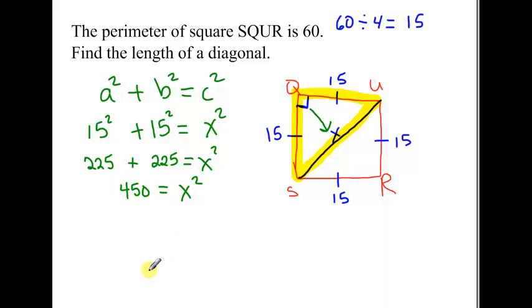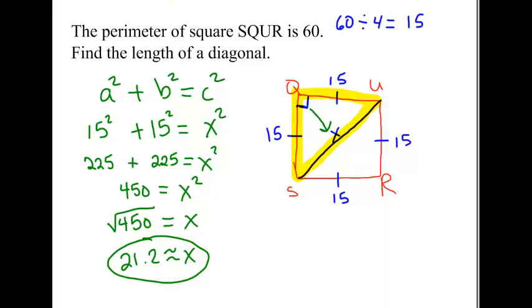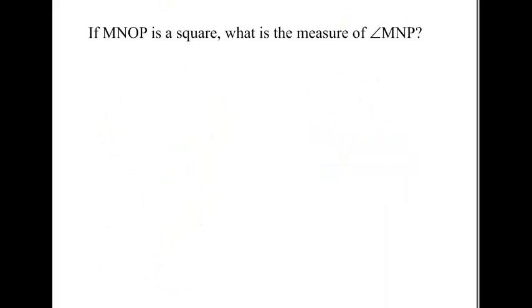We don't want x squared, we want to know x. So grab a calculator and take the square root of 450. And decimal on that, 21.2 is about the value of x. So that's about how long our diagonal length is, 21.2. Love it. All right. Next question.